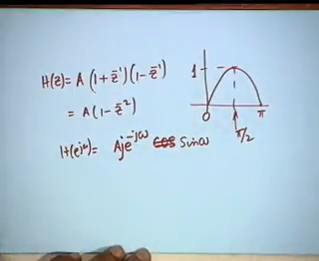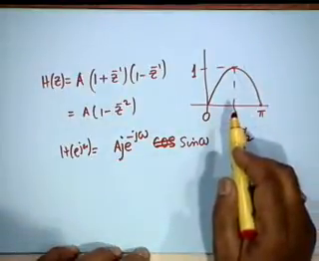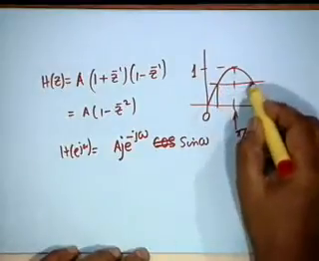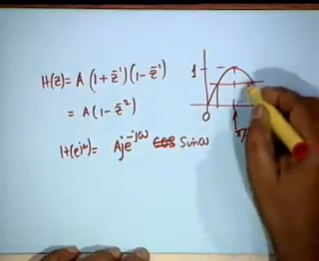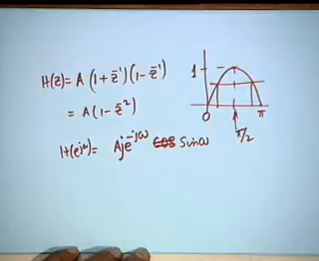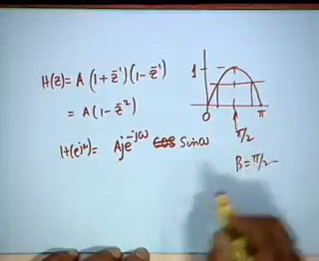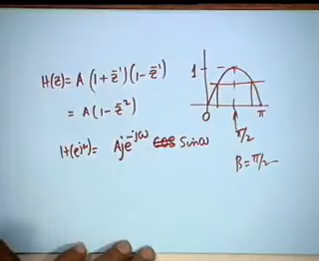What do I do if I want a band stop filter? But before that, can you tell me what its bandwidth shall be? Pi by 2. Bandwidth is the difference between the two frequencies at which the magnitude is 1 by root 2. Bandwidth is also pi by 2. It is a poor band pass filter, nevertheless it is a band pass filter.